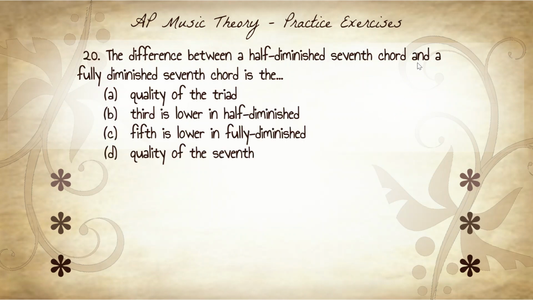Question 20. The difference between a half diminished seventh chord and a fully diminished seventh chord is the A, quality of the triad, B, third is lower in half diminished, C, fifth is lower in fully diminished, or D, quality of the seventh.